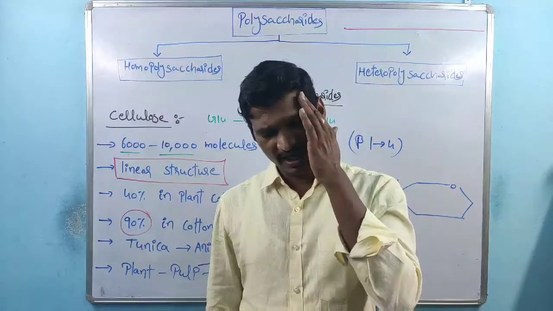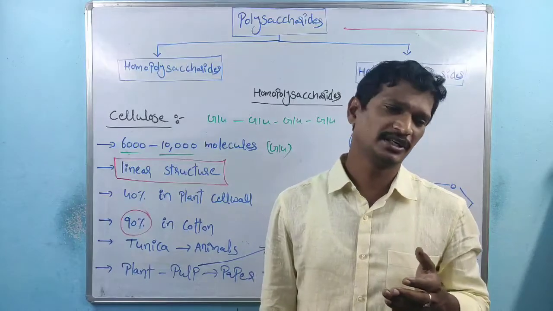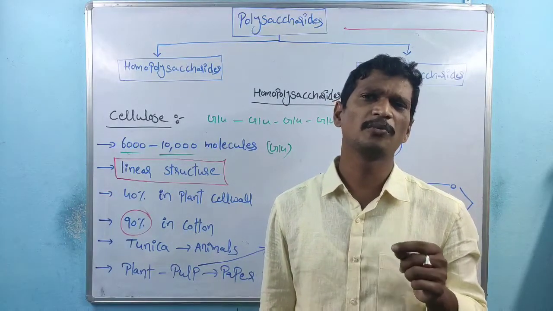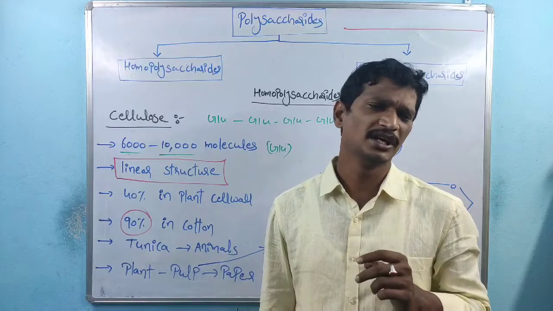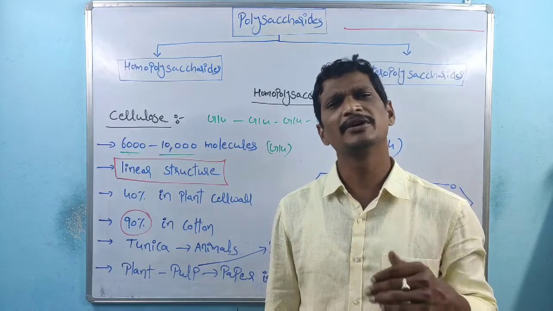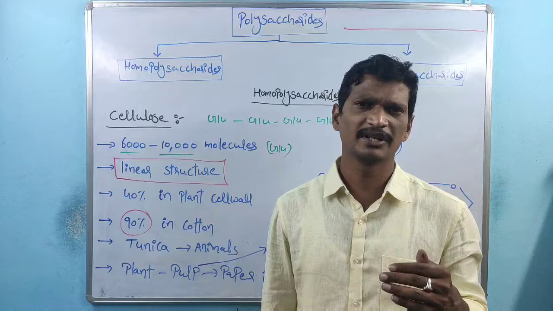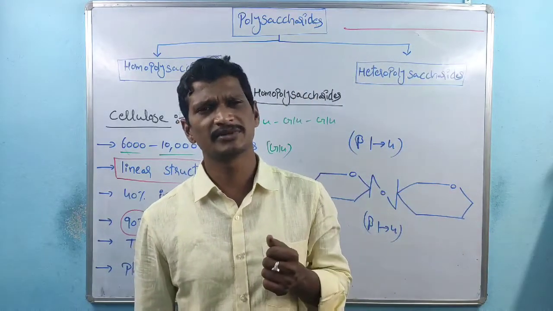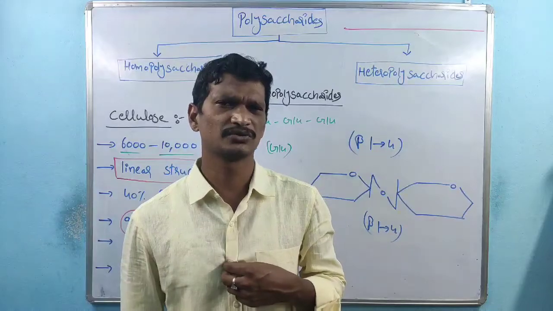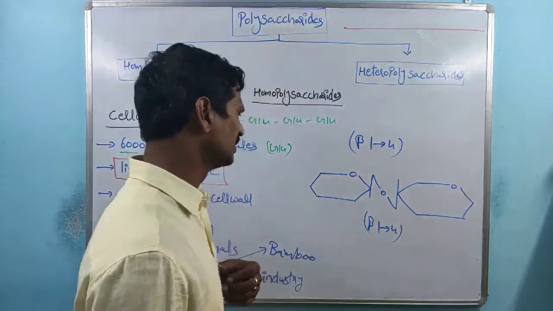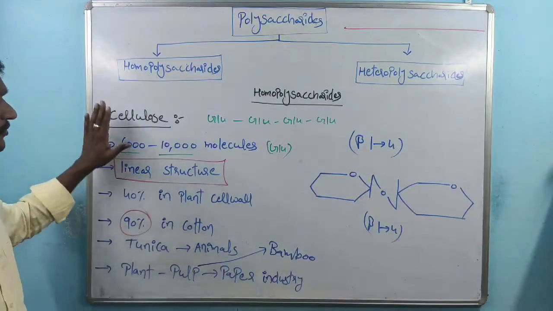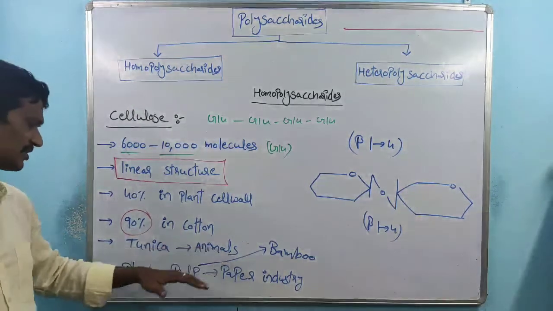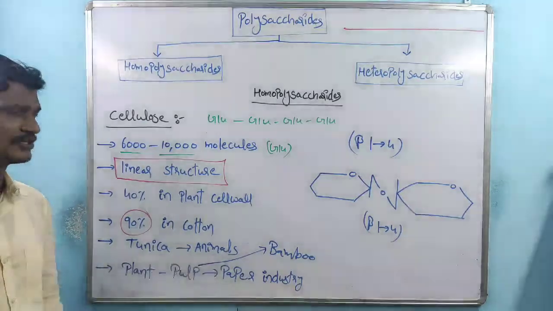Within the laboratory also we use some cellulose papers called Whatman No. 1 filter papers. These are highly recommended for the biochemical laboratory, used for the separation of different types of pigments and also for the filtration process. So these are the major points about cellulose. All of you remember: tunica, animals, and the plant pulp content, paper industry.